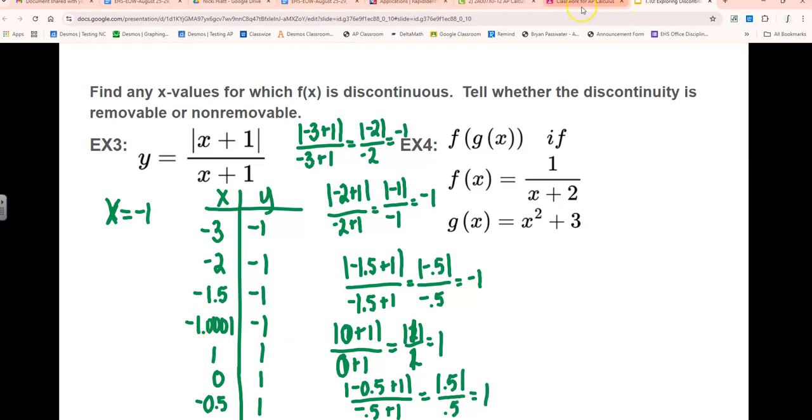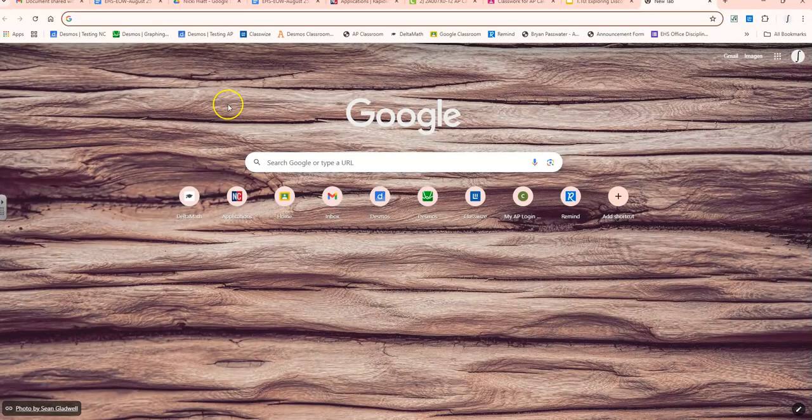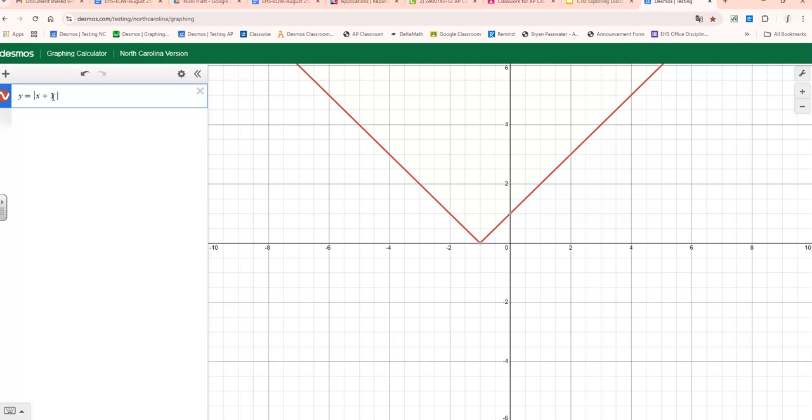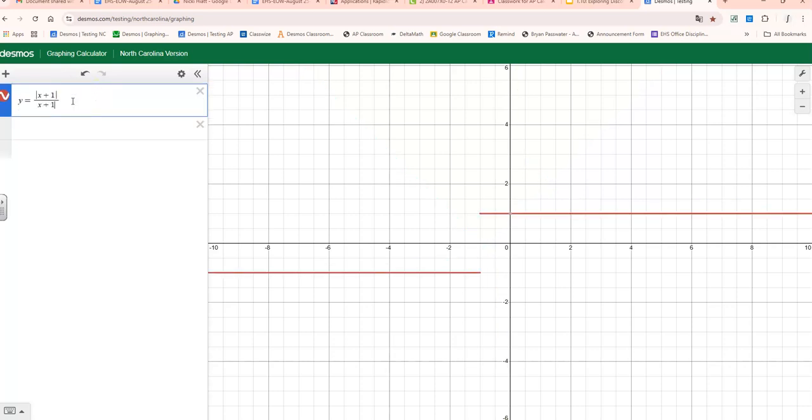So if I were to graph this, if I put into Desmos y equals absolute value of x plus 1, oh wait, over x plus 1, it's just a horizontal line that jumps up to a different horizontal line at our point of discontinuity, right? So in this case, we have a jump in the graph.